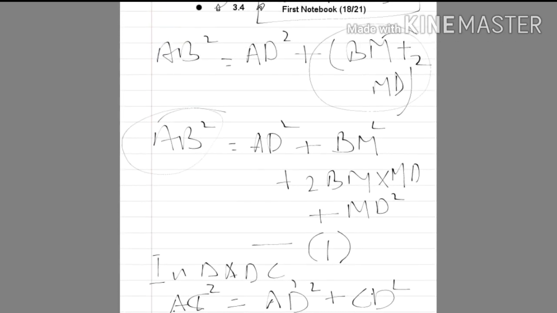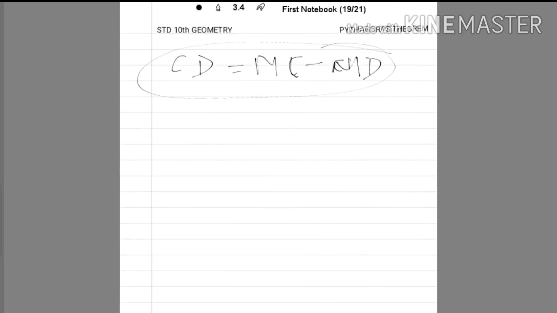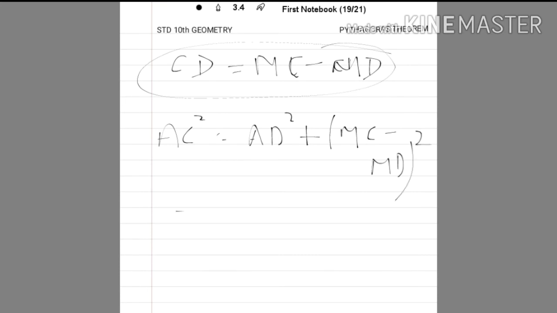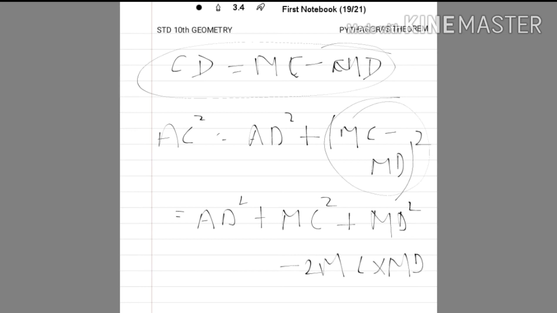that is AC square is equal to AD square plus CD square. So AC square is equal to AD square plus MC minus MD whole square, is equal to AD square plus MC square. Again I am expanding this bracket, that is MC square plus MD square minus 2MC into MD. This is the second equation.